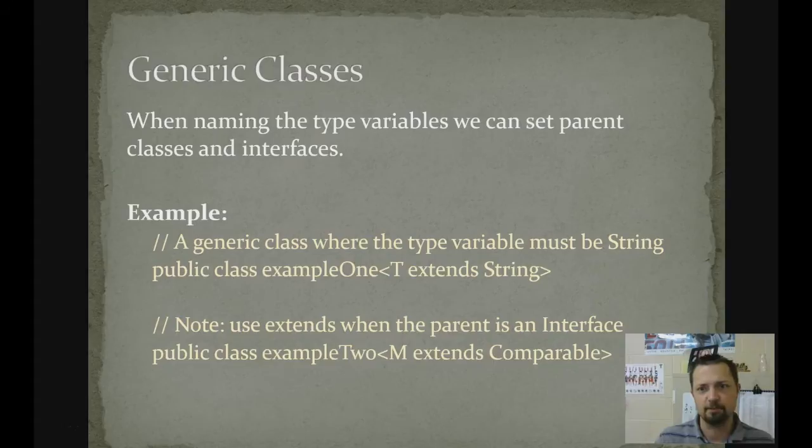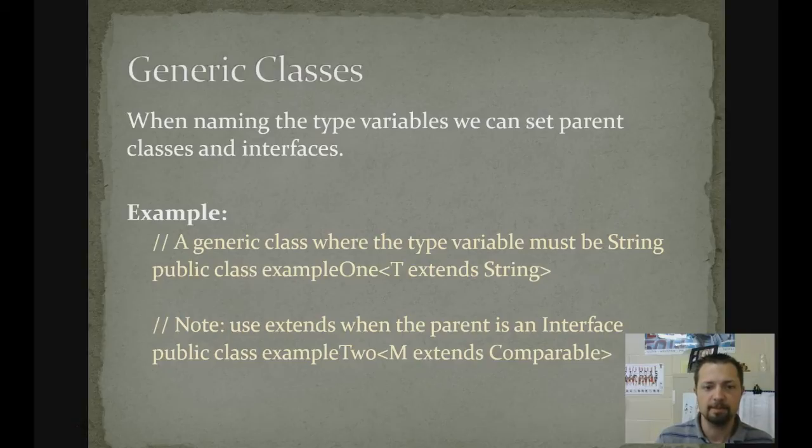When naming the type variables, we can set parent classes and interfaces. Example, a generic class where the type variable must be a string. public class Example1<T extends String>. So like array list can have any type of object in its angle brackets. But in Example1 here, the type that you send when constructing an Example1 object would have to be a string or extend string.